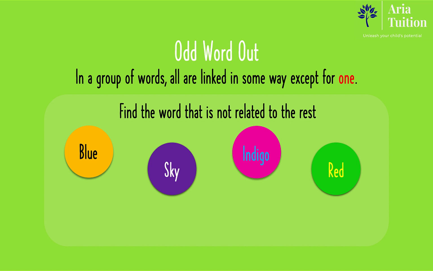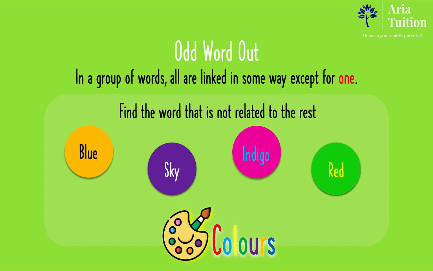Blue, sky, indigo, red. Can you figure out which word is the odd word out? It's important to work out which words are related to one another and why. Blue, indigo, red are all colours. Therefore, sky must be the odd word out.